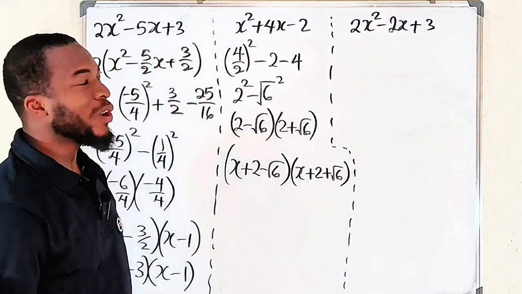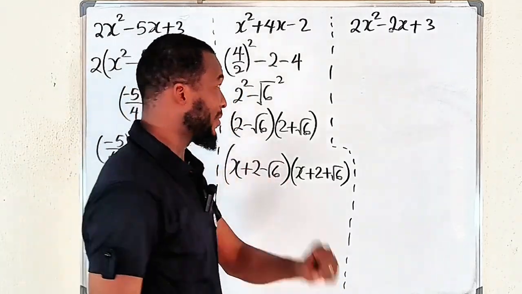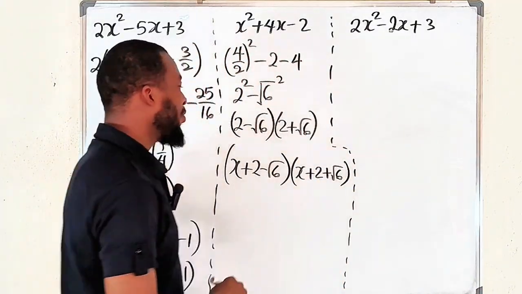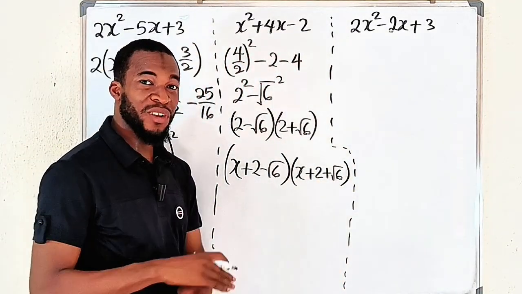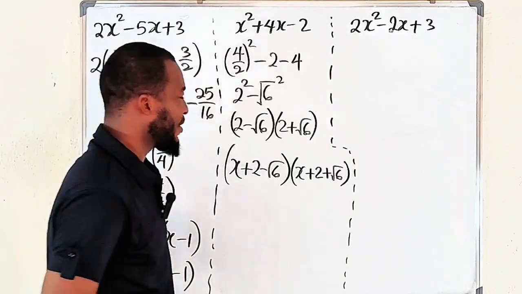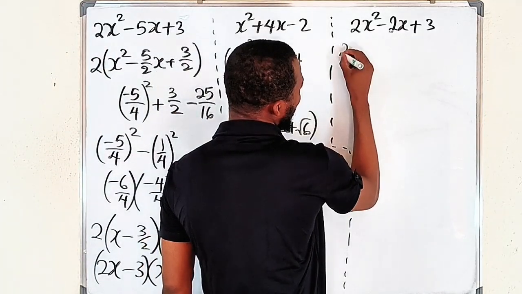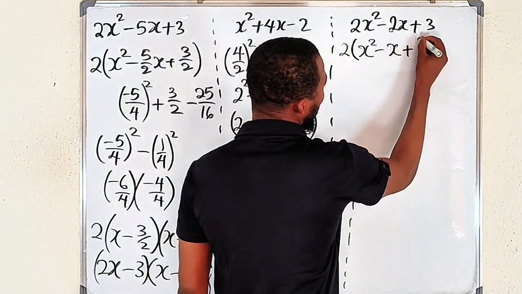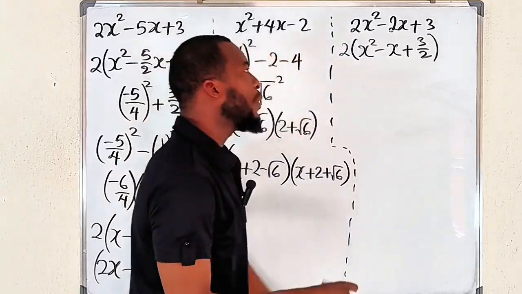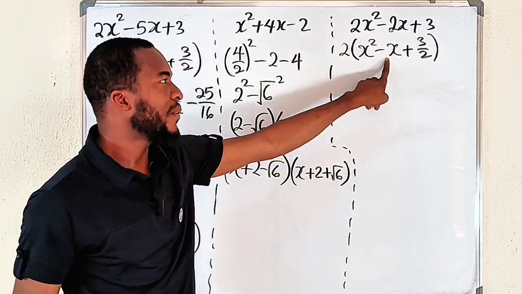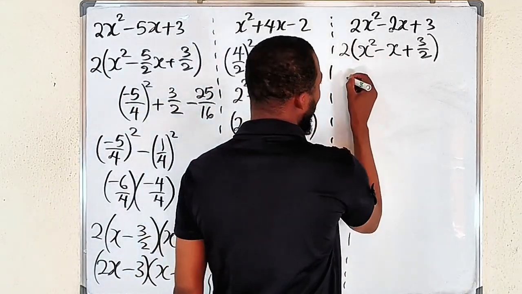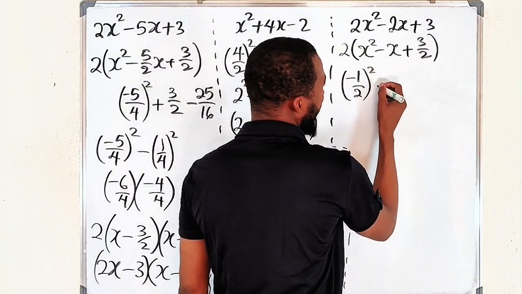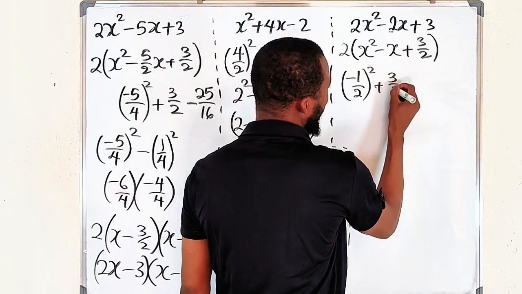The last one contains complex roots, but notwithstanding, we are going to see how we can factorize it. Remember, I told you every form of quadratic expression is factorable, provided you can follow this strategy. So you bring 2 outside, you divide all of them. We have x squared minus x plus 3 divided by 2. Pay attention to this one. The coefficient of x is negative 1. So bring that negative 1 divided by 2, square that. Then bring the constant term, 3 divided by 2.